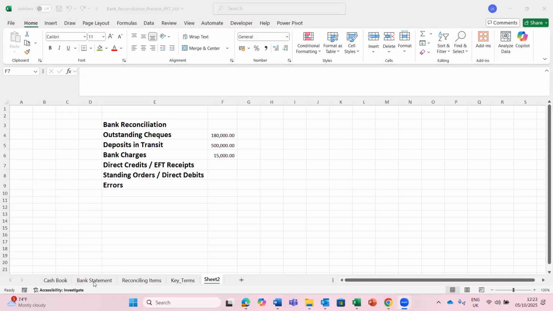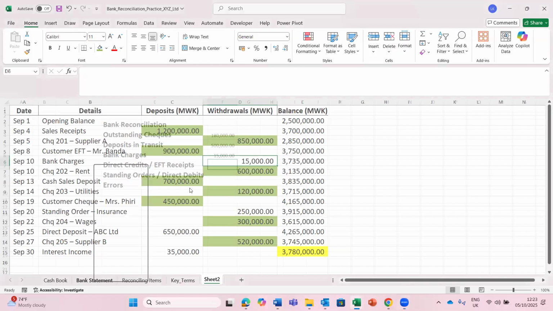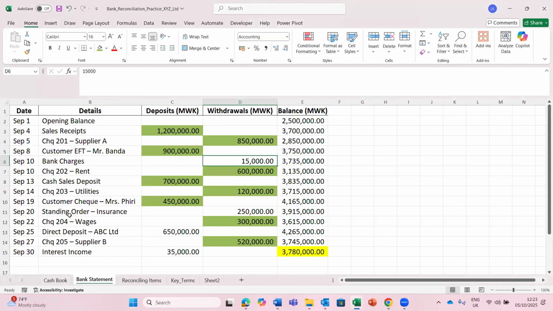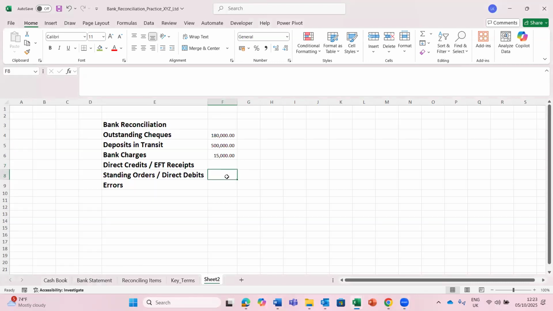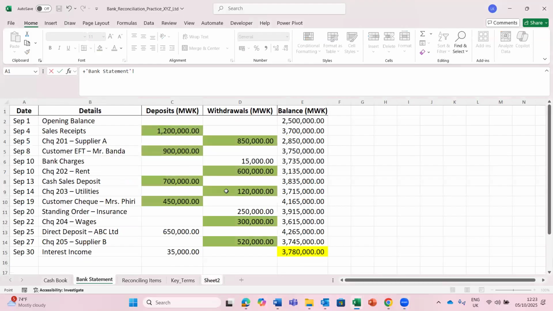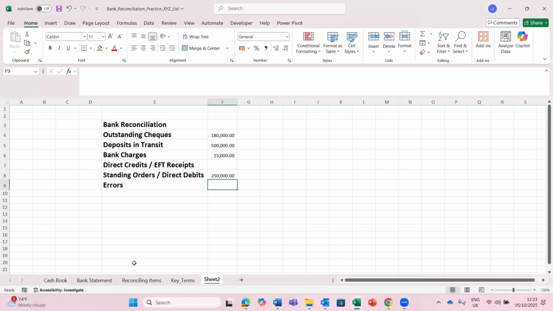Okay. So let's look at the other transaction. We have a standing order, that is insurance. A standing order insurance. So this is a direct debit. It has been paid on our behalf. So that standing order we go to, okay, that's our standing order.